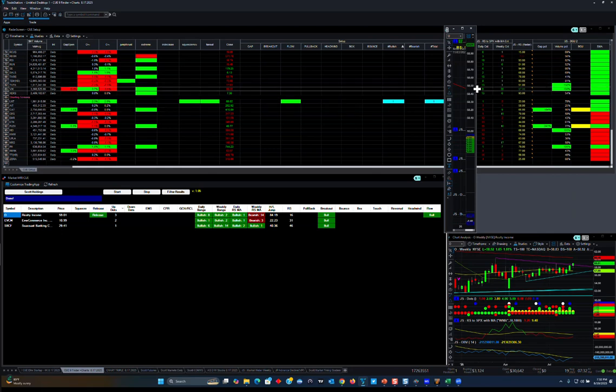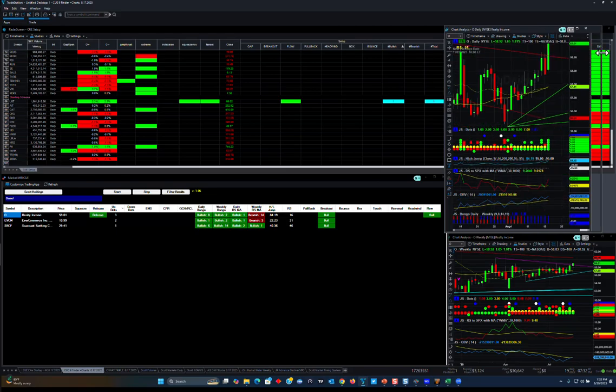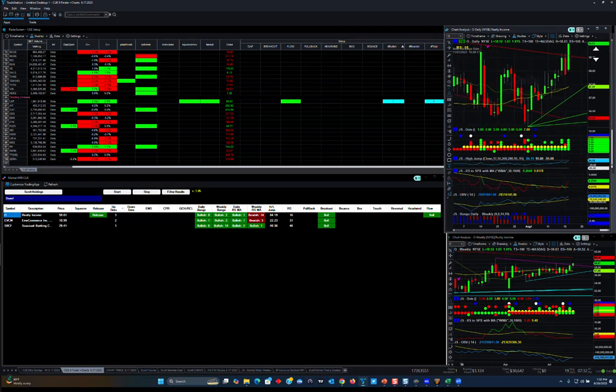Oh, what did I do there? Oh, okay, I know what I did there. All right, I'll just enlarge this here and I'll fix that later. And I'm looking for, there's the breakout. There's my dots. There's the relative strength breaking out.